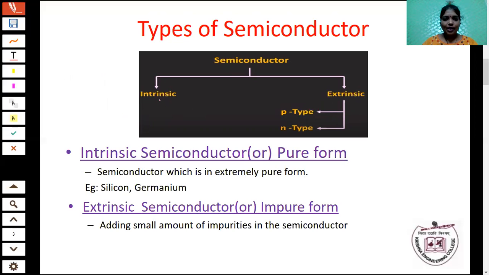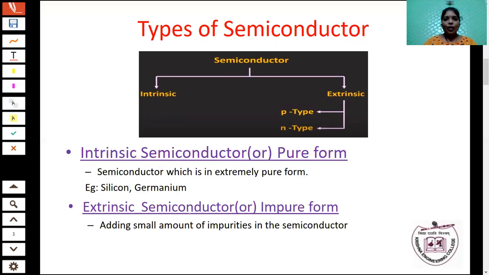This intrinsic semiconductor is also called the pure form of semiconductor. The meaning of pure form is that the semiconductor is extremely pure, without adding any impurities. You know the examples of semiconductors, that is silicon and germanium. We are going to use either silicon or germanium to construct the electronic device. So intrinsic semiconductor means it is a pure form of semiconductor.